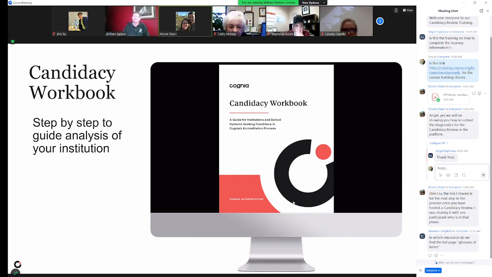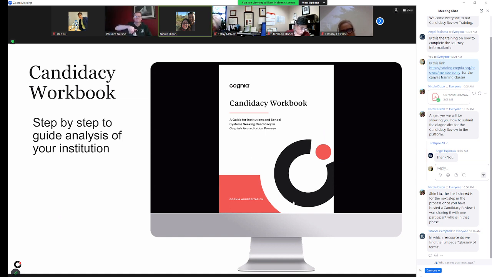Okay, so the next document, and this is going to be the most important one. We're going to be walking you through all of the steps of this process, but after today's training, this candidacy workbook is going to be extremely helpful for you in understanding the steps in the process. So the candidacy workbook really is your step-by-step guide. It walks you through the components and the activities that your leadership team is going to need to complete in order to successfully host your candidacy review.